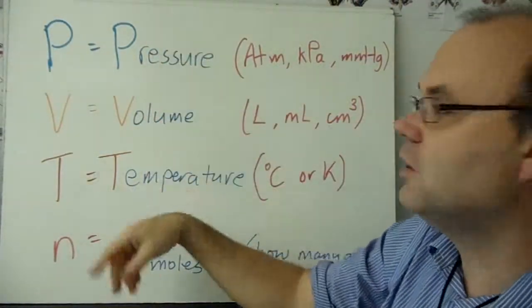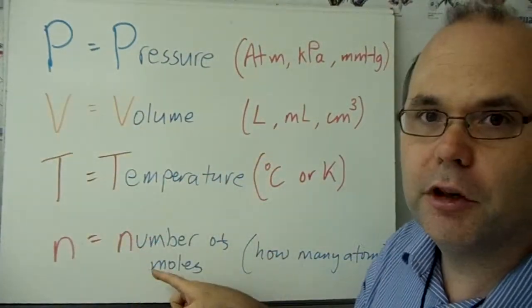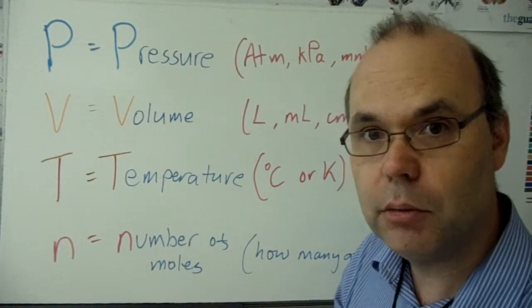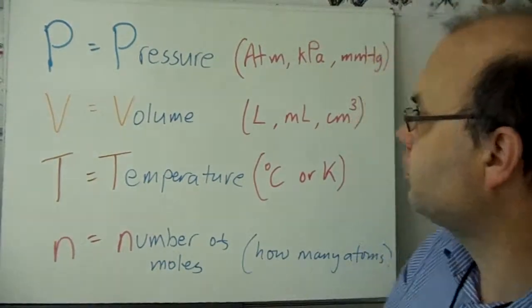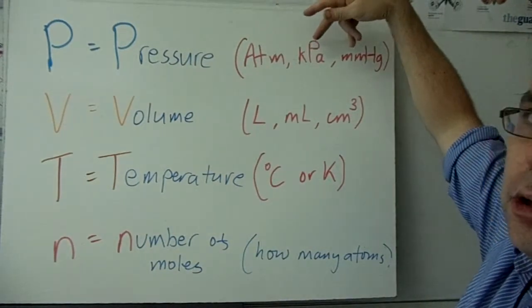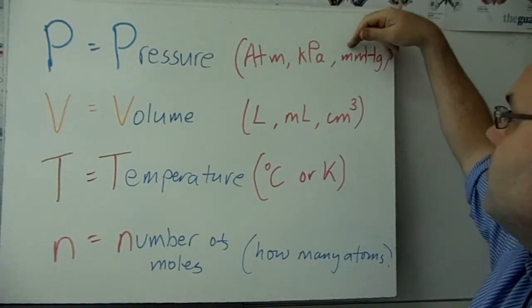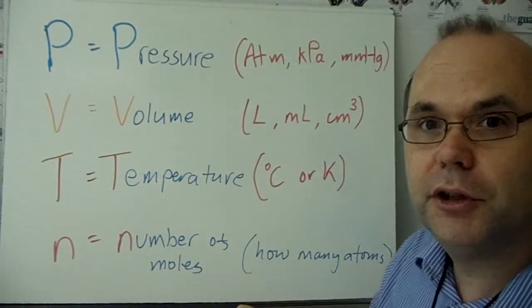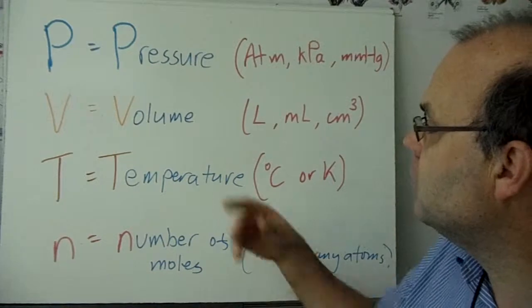So let's look at these letters. P for pressure, V for volume, T for temperature, N for number of moles. If you don't know about moles yet, that's okay. You'll learn about them. They're basically a way of counting atoms. Pressure we measure in different ways. Atmospheres, kilopascals, kPa, and millimeters of mercury, mmHg. You want to be able to recognize if you're looking at a pressure by looking at the units after the number. Same goes for volume.